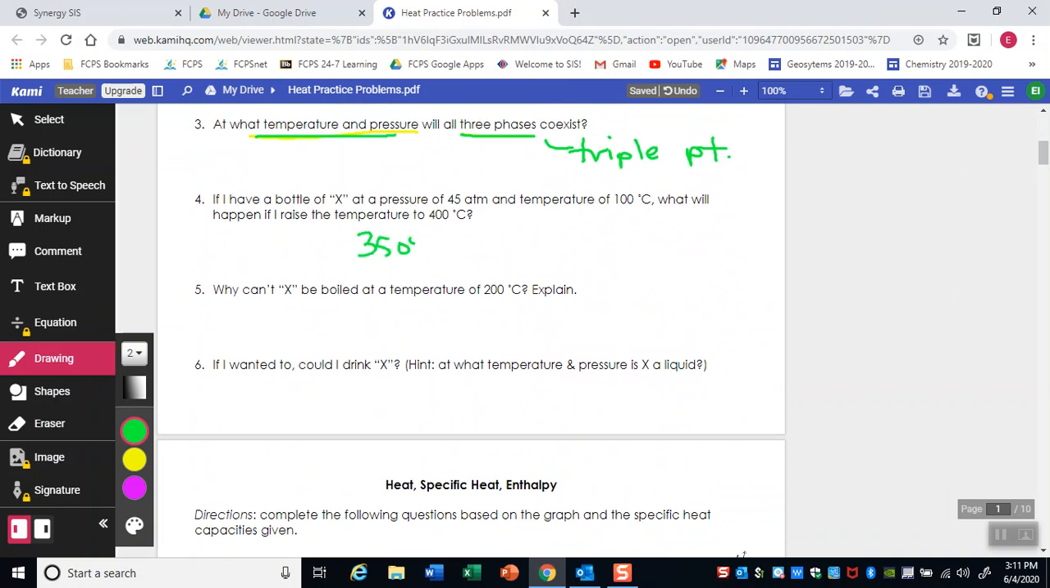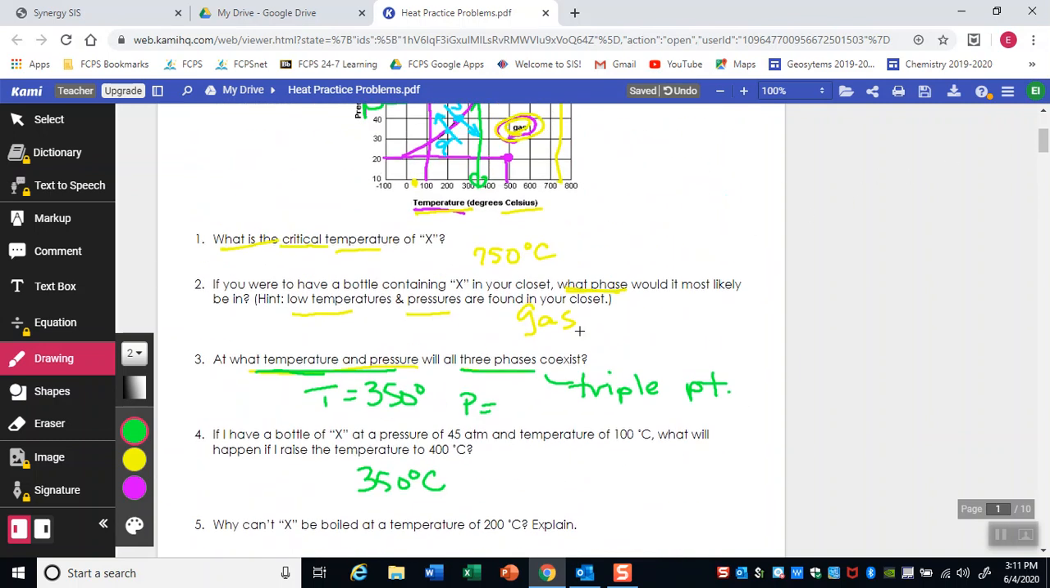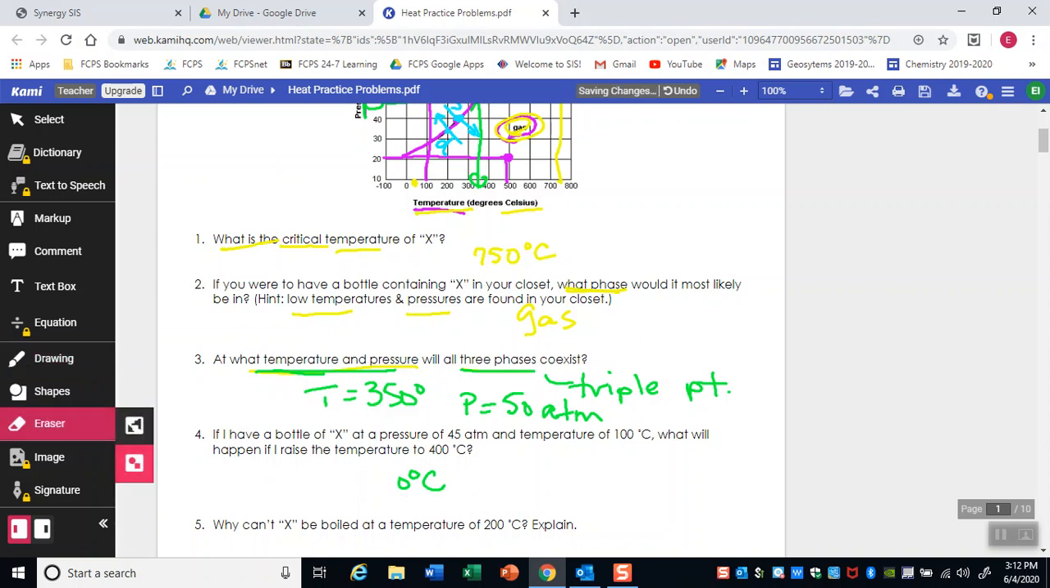So 350 degrees Celsius. Oops, wrong question. 350 degrees Celsius for the temperature, and the pressure at this triple point was 50, right? If I come over here and look, because this is my pressure axis, so that would be 50. And the units for pressure on this chart are atmospheres. Okay, so let's erase this here.